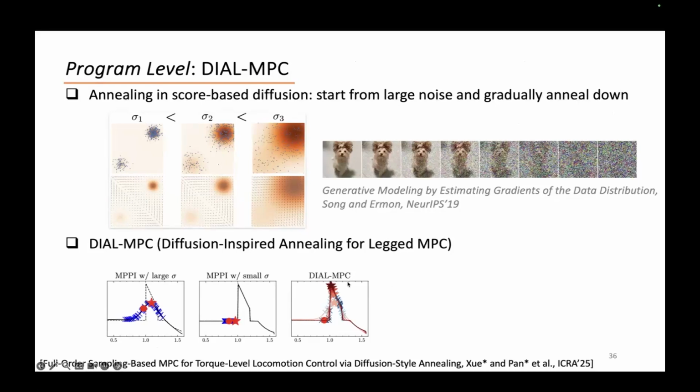The idea is actually quite simple, right? This is MPPI with large sigma, very fast to converge, but it's stuck, kind of converging to a wrong point, right? And this is MPPI with small sigma, right? This is very close to the original distributions, but it's got stuck in local minima. And DIAL-MPC is, first we do large sigma, and then we anneal down to small sigma to get better robustness.